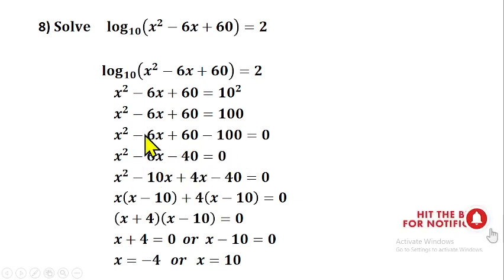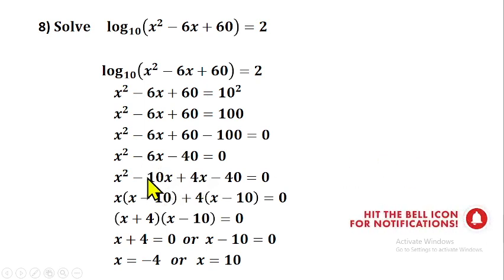Then this is now a quadratic equation to solve, using any method you know, but we can use the factorization method right now. How do we do that? Look for two numbers you can multiply together with their sign to give us minus 40, and when you add them together they give us minus 6. What are those numbers? We have minus 10 and plus 4. What is minus 10 times 4? That will give us minus 40. What is minus 10 plus 4? That will give us minus 6.